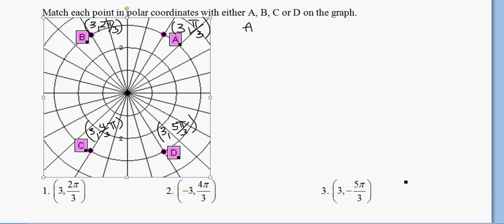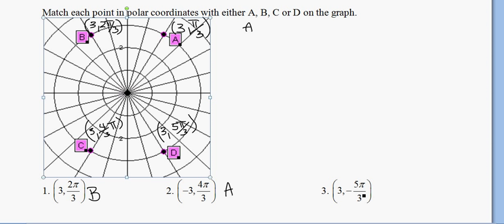So I just want to match up these points here with A, B, C, and D. So 3 comma 2 pi thirds, that's clearly B. Here I have negative 3 comma 4 pi thirds. So 4 pi thirds puts me in this point down in the third quadrant. Since it's negative 3, that puts me back 180 degrees away in the first quadrant, so that would be A.